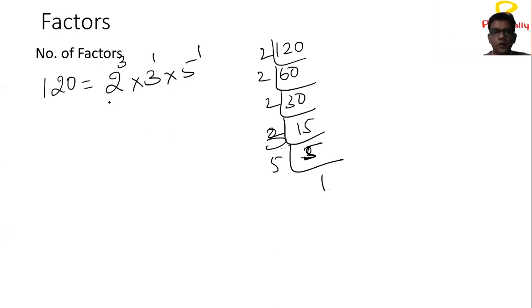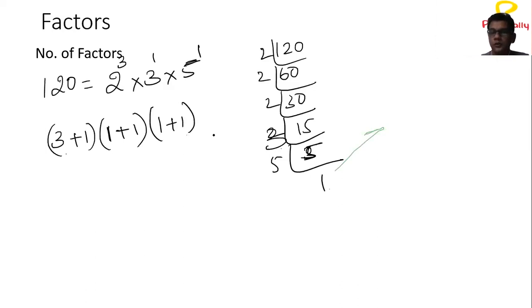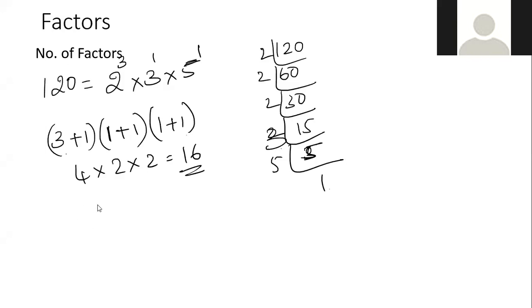So how many powers of 2 do I have? 3 powers of 2, but I have to add one more to it because I have to introduce 2 power 0. There is only 1 power of 3, but I have to add one more to it because I have to introduce 3 power 0. And there is 1 power of 5, but I have to add one more to it to introduce 5 power 0. So what is the total I have now? 4 into 2 into 2, and that brings 16. So there are 16 factors of 120. I hope we are all clear.